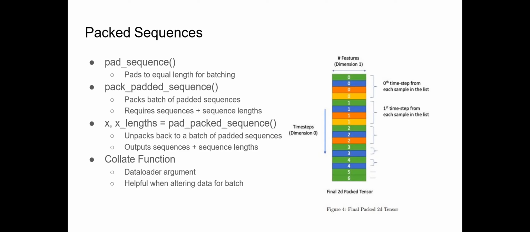If you don't want to use the collate function and you want to do something else, you may feel free to, but this is again the easiest way I can think of. I don't think there's any other way to get the padded sequence in the data loader. So I think you're going to use the collate function in this homework, just because while making the batches, we need the batches to be padded, right?